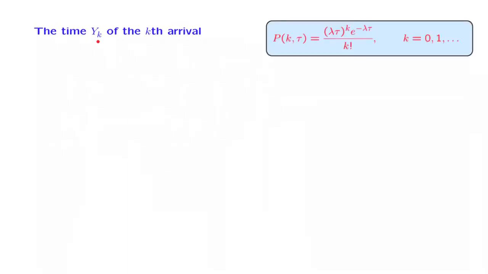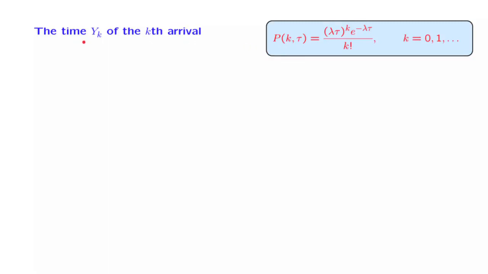Having figured out the distribution of the time of the first arrival, let us now study the time of the kth arrival, a random variable that we denote by Y sub k, similar to the case of the Bernoulli process. This random variable is a continuous one because arrivals happen in continuous time, so it takes continuous values, and therefore it will be described by a PDF, and this is what we want to find. In order to find it, we will make use of the Poisson PMF that we have already derived for the number of arrivals during an interval of a fixed length.